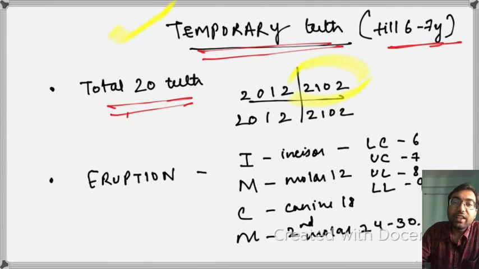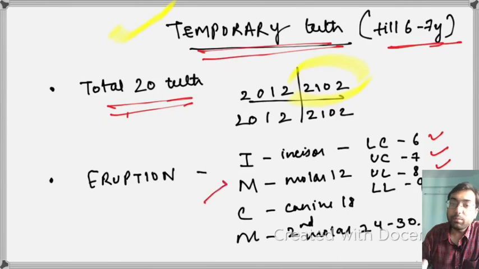You can just say that first the incisors will erupt: the lower central incisor, then the upper central incisor, then the upper lateral incisor, and then the lower lateral incisor. So first these 4 incisors will erupt, and the order will be at 6 months, 7 months, 8 months and 9 months.